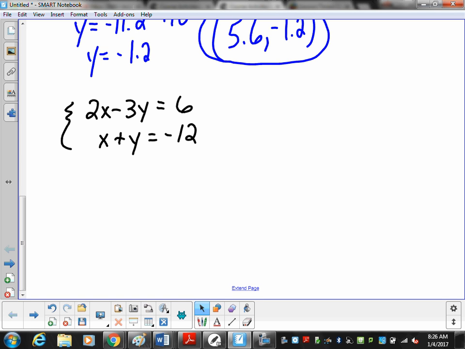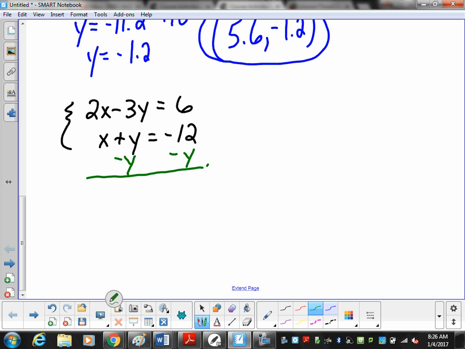The correct answer is either one. It doesn't matter. They're going to be the same. Okay? As far as ease of solving. Okay? So let's solve for x this time. So to get x by itself, I would subtract y from both sides. So x equals a negative y minus 12.